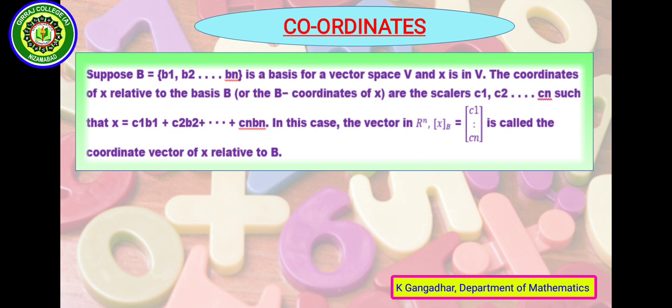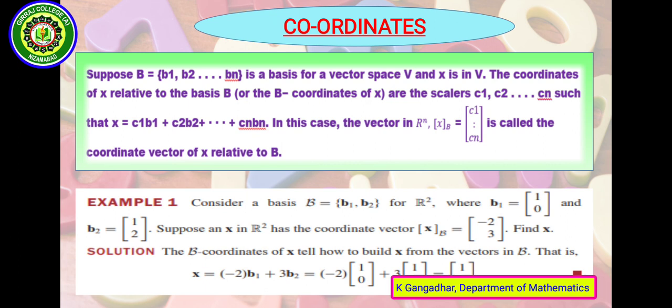So now we will see one example. Consider a basis B equal to {b1, b2} for R2, where b1 equal to (1, 0) and b2 equal to (1, 2). Suppose an x in R2 has the coordinate vector [x]_B equal to (minus 2, 3). Find x. So here the coordinate vector [x]_B is given, and we want the x value. Means x is the linear combination of the elements of B, using the scalar values c1, c2 given as minus 2, 3.